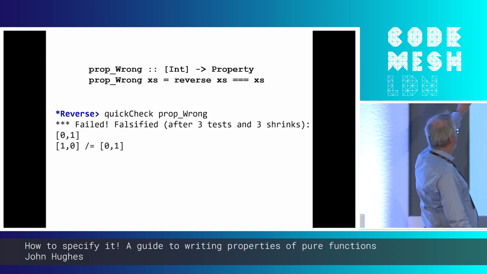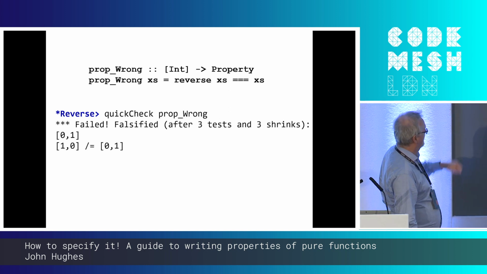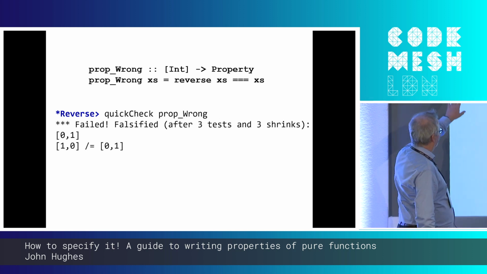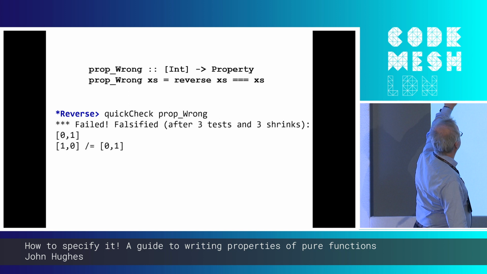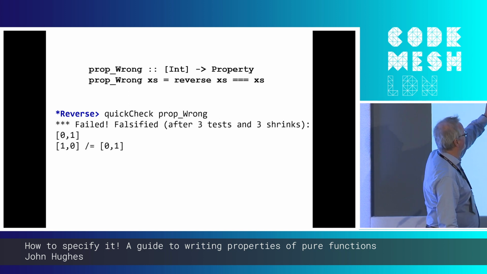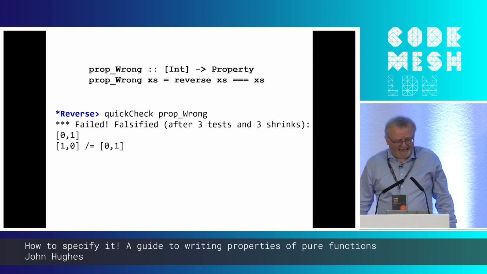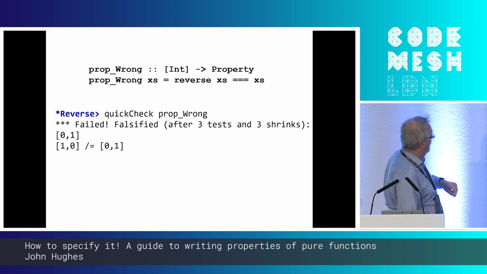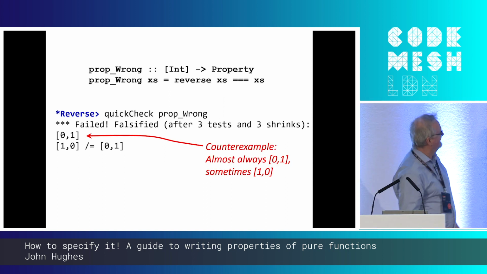QuickCheck prints out the counterexample, the random input. So x is 0, 1. In that case, this property fails. And then this line comes from the assert equals. So it says 1, 0, that's the result of the reverse, is not equal to 0, 1, the list I started off with. And the cool thing about QuickCheck is that almost always, this 0, 1 is the example that we get.